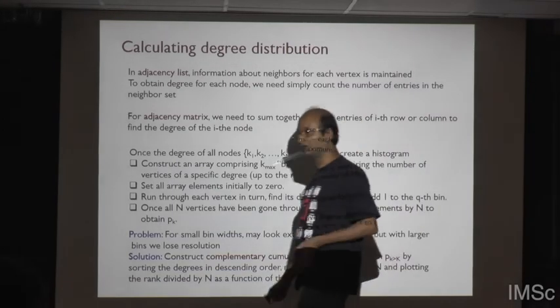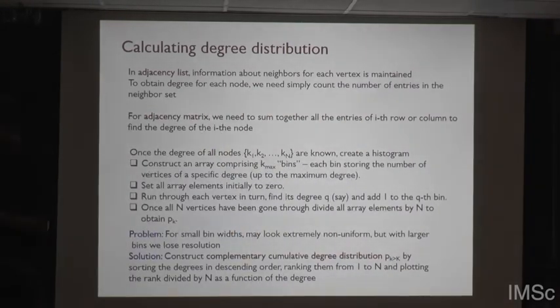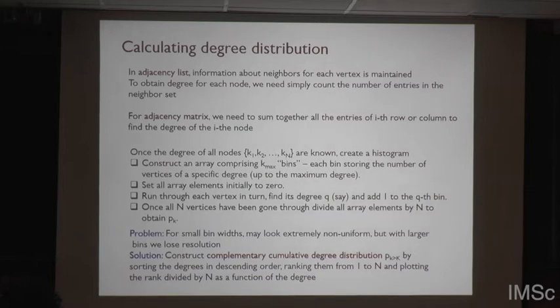Now, I will just give you 3 examples of how you calculate network metrics. The first is how you calculate degree distribution. Suppose you have an adjacency list, then of course finding the degree of each vertex is trivial. You just go to that list and ask how many entries are there in this particular row. So you find there are 2, then how many in this row? There are 3, and so on. So node 1 has degree 2, node 2 has degree 3, node 3 has degree 2, node 4 has degree 1, and so on.